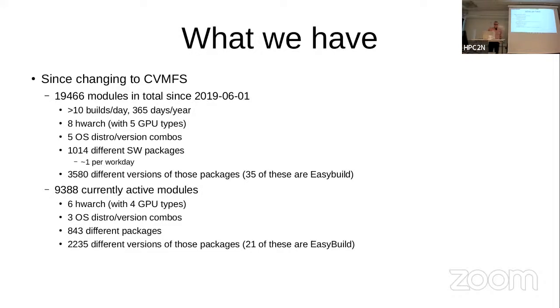Right now, this week, or I think Monday, we are still at 9,000 active modules. We have 6 architectures with 4 GPU types. Last week of March, we ordered a new bunch of systems with yet another architecture and 2 different GPU models, which will run yet another operating system setup. And we're still at 1% of EasyBuild itself.